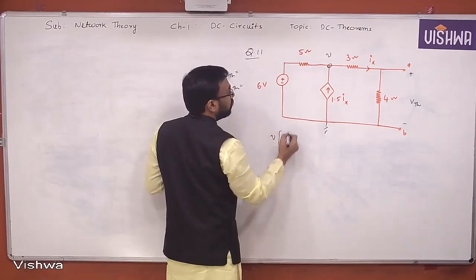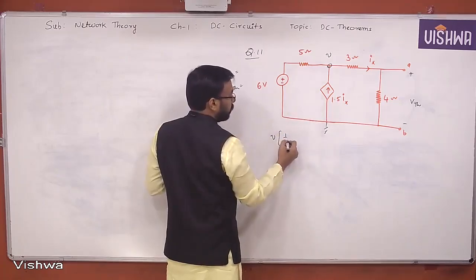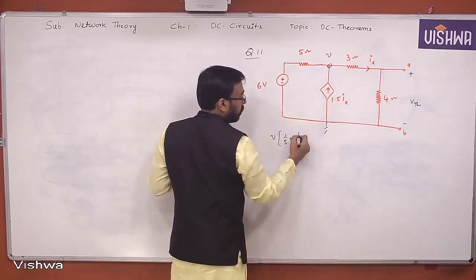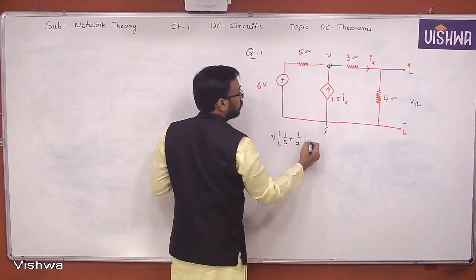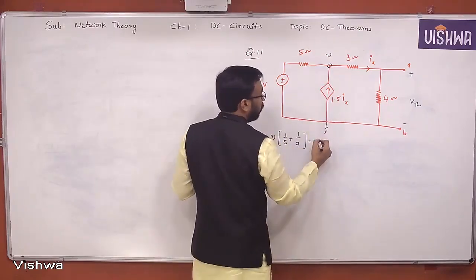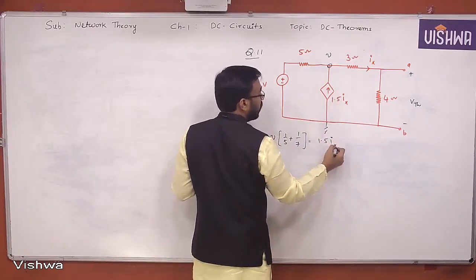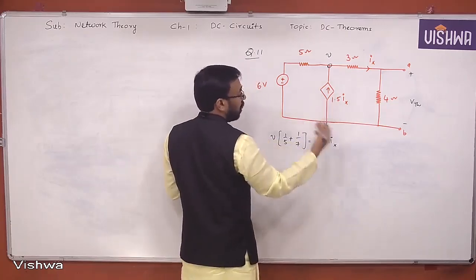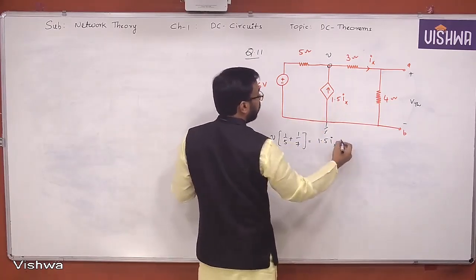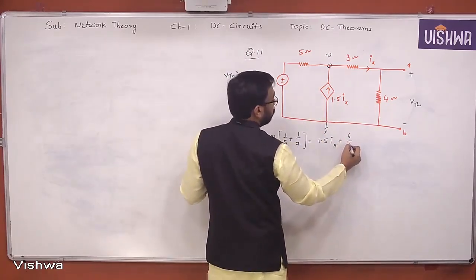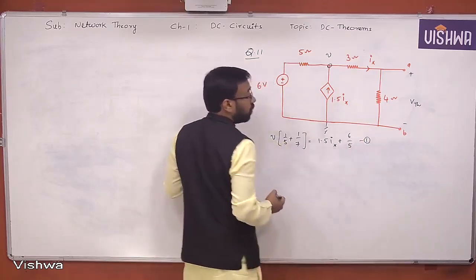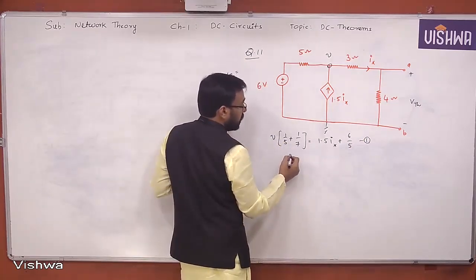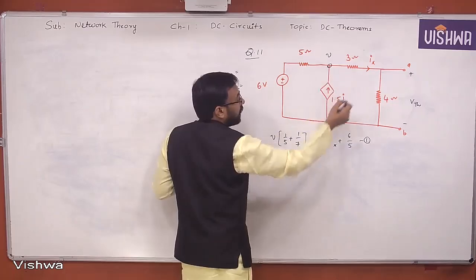So what is V? V of 1 by 5, 1 by 7, yes or no? Entering current 1.5 Ix plus, it is plus because entering current, outside I'm sending, it's an inspection technique, 6 by 5. Equation 1, because Ix is supposed to be eliminated. What is Ix here? V by 7.